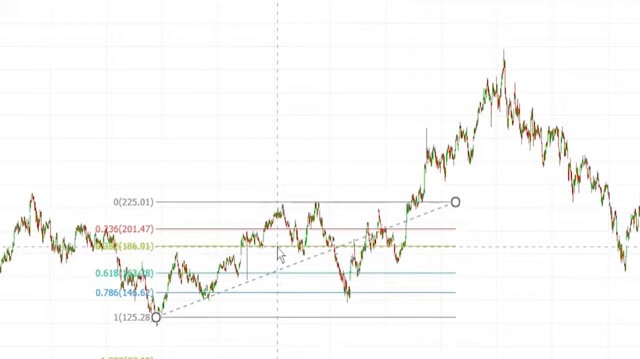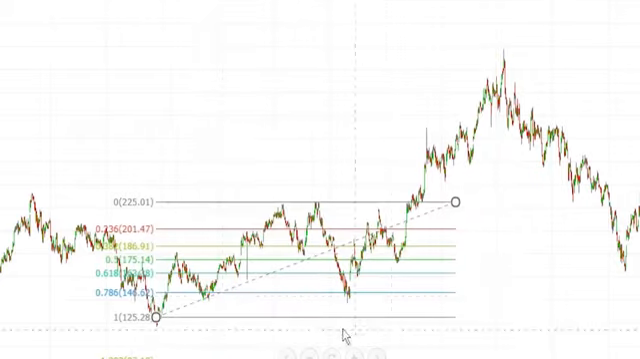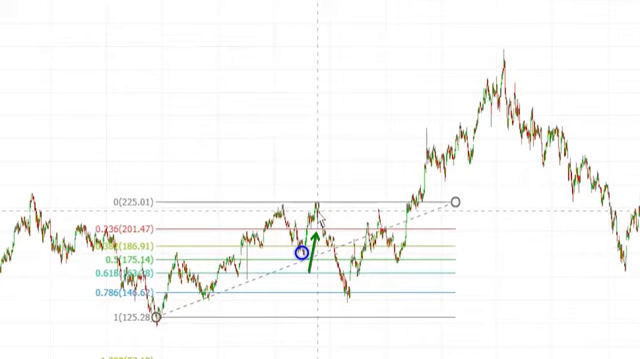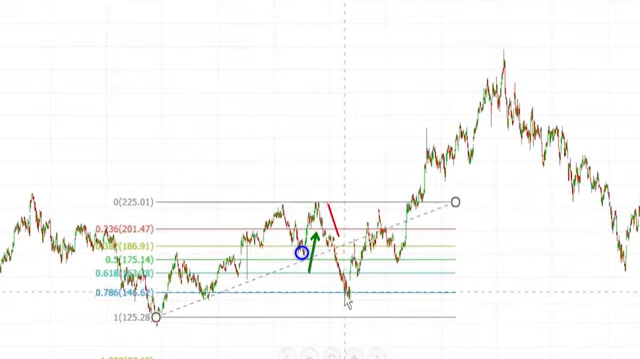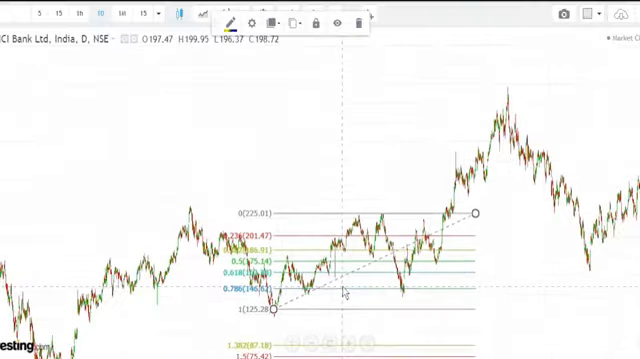Here the 0.5 is not there, so let me put a level of 0.5 here, so that will also appear. We can select here and select the level that we want to choose. As we can see, the first correction came to just below 0.382 and 0.5, and there was a pullback, and then eventually a bigger correction started, which moved to almost 0.786 of the entire move.